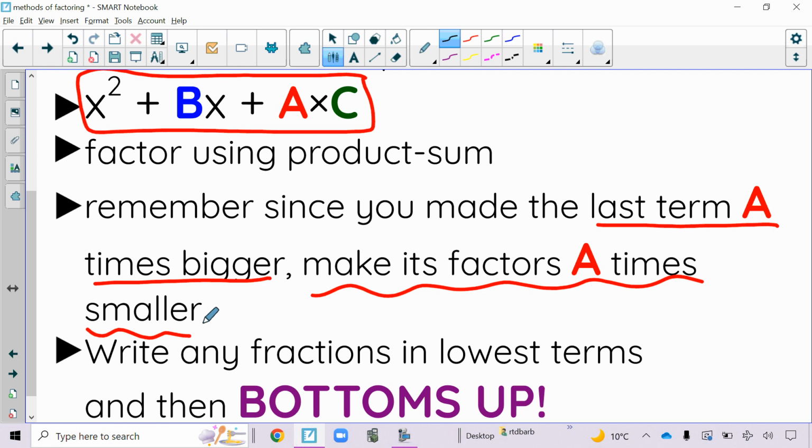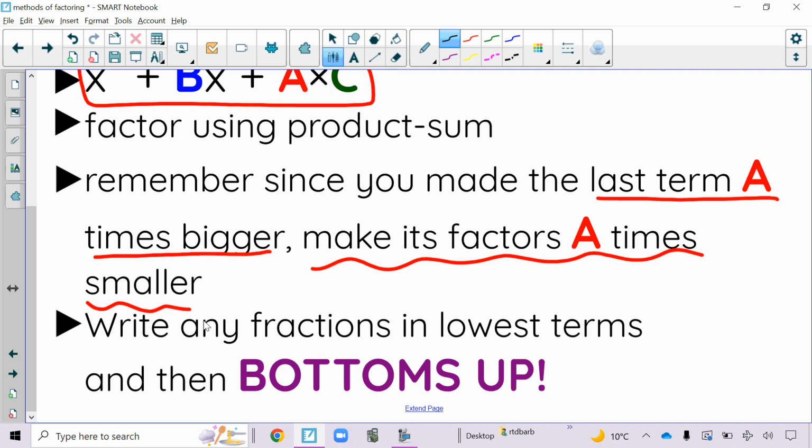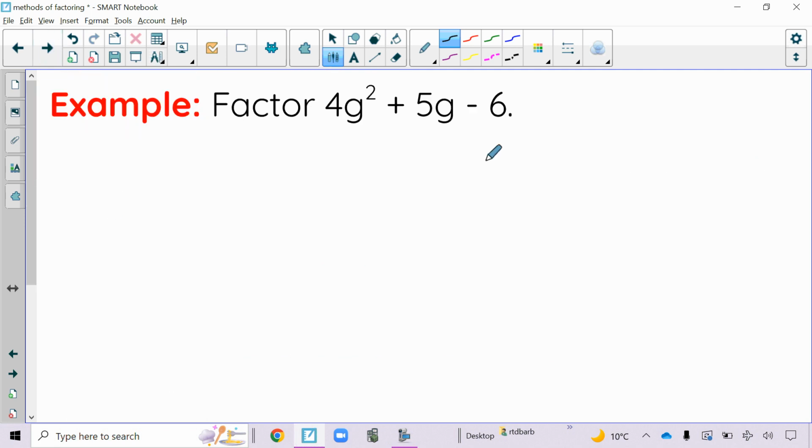Now sometimes we'll be left with a fraction, sometimes with an integer. Any fractions I have to reduce them, put them in lowest terms, and then bottoms up to any fraction, and I'm done. So let's look at this example here.